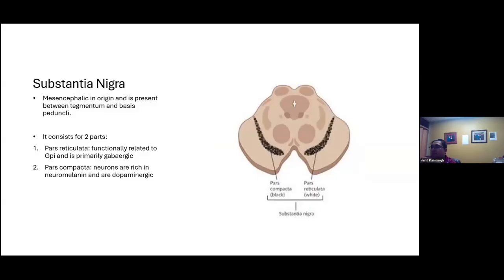And the pars compacta, which is more clinically relevant to our talk here, in that it appears black on stained sections, as well as in the postmortem states. And the neurons are quite rich in neuromelanin and are primarily dopaminergic. So we'll see more about the substantia nigra when we talk about Parkinsonism and Parkinson's disease, as it's more clinically relevant to that.